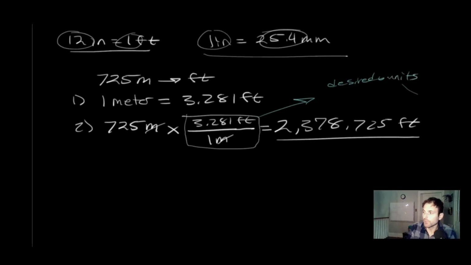The desired units over the present units. Had the cat jump on my desk just now. So, desired units over the present units. That's all that it really was. And it's the ratio of 1 using the equivalent relationship.